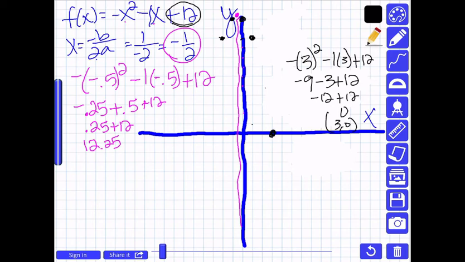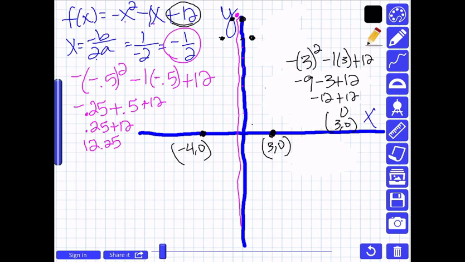And then again, I know that's a mirror image. Now, it is 3 away from 0, but that's not what I'm concerned with. I'm concerned with it being 3 away from the axis of symmetry. So that's going to put me at not 3 away, it's 3.5 away from the axis of symmetry. So that's going to put me at negative 4, 0.